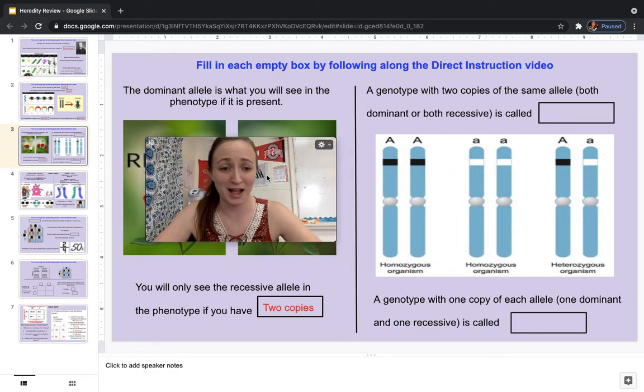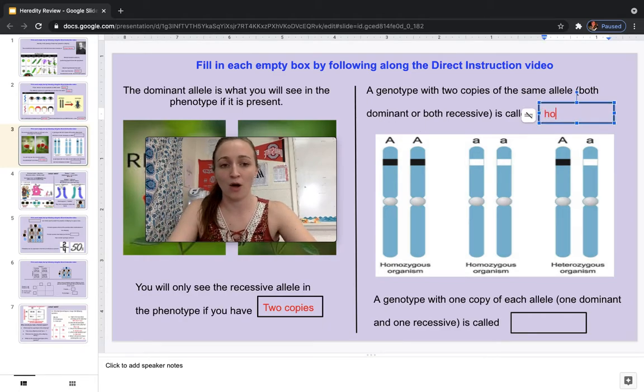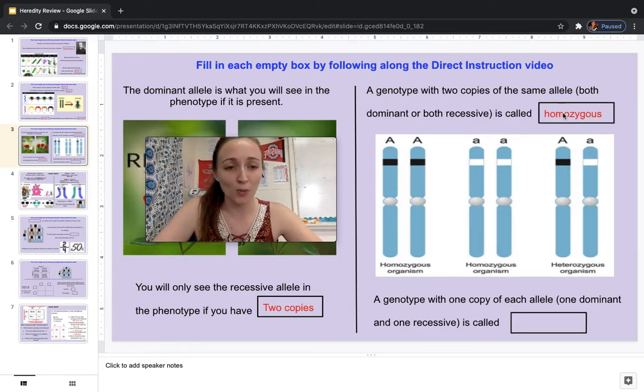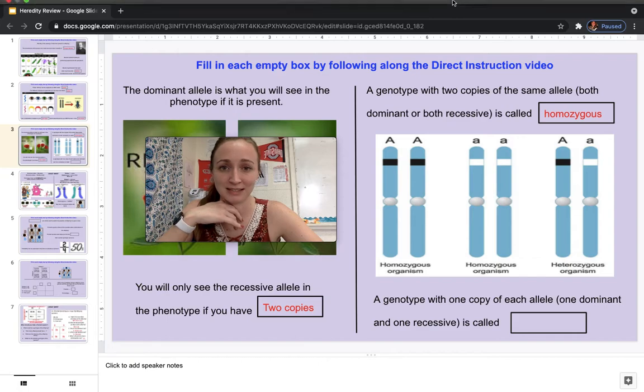We also have a few fancier terms to describe the different types of genotypes you can have, or the different combinations of alleles you're going to get from your parents. If you have a genotype with two copies of the same allele, meaning they're either both uppercase or both lowercase, we call that homozygous. The prefix homo just means same, so when you see homozygous, think same exact alleles. In this case, we have two uppercase or dominant, so we would call this a homozygous dominant genotype. Or over here, we have two lowercase or two recessive, so this is homozygous recessive.